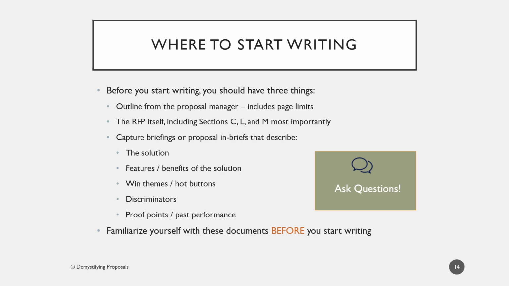Before you start writing, you should have three things. You should have an outline from the proposal manager, and hopefully that includes page limits for the sections that you're going to be writing. You should have the RFP itself, including sections C, L, and M, most importantly. And you should have capture briefings or proposal in-briefs that describe the solution, the features and benefits of the solution, the win themes and hot buttons that you're trying to incorporate into your proposal, any discriminators your company might have, and the proof points and past performance that you're planning to put in your proposal. You want to familiarize yourself with all of these documents before you even start writing.